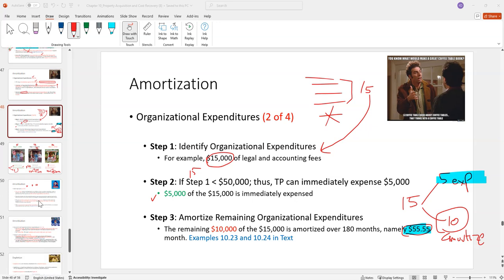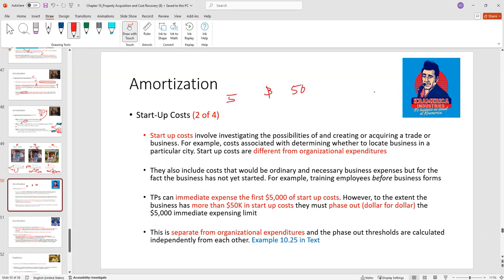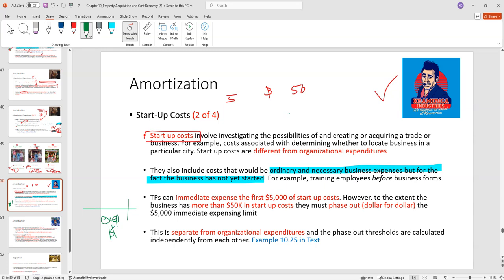So that was organizational costs. Say Kramer has a separate business, Kramerica, he wants to create. They also have startup costs. These are basically those costs that would be ordinary and necessary, but for the fact that the business hasn't started yet. Typically, it's like, here's the start date. If we start to spend money over here or incur expenses, like maybe we pay our employees before the business starts, we would then potentially be able to deduct them.